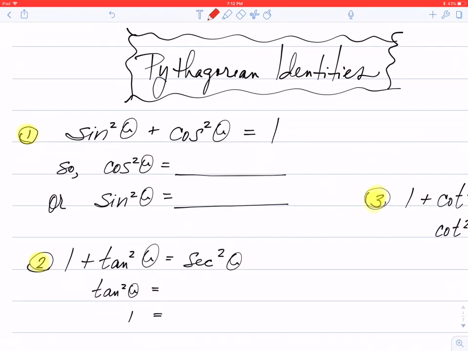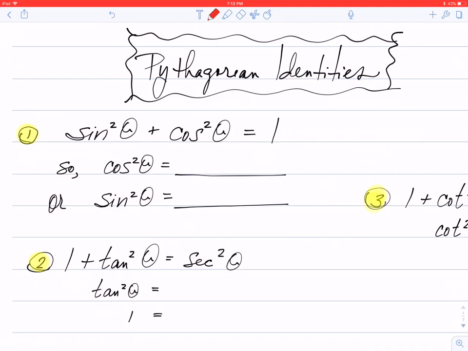With that in mind, let's talk about these Pythagorean identities. And remember that the word identity is basically a fancy word for rule. So these are the Pythagorean rules. They're always going to be true. My first rule is that sine squared theta plus cosine squared theta is equal to 1.